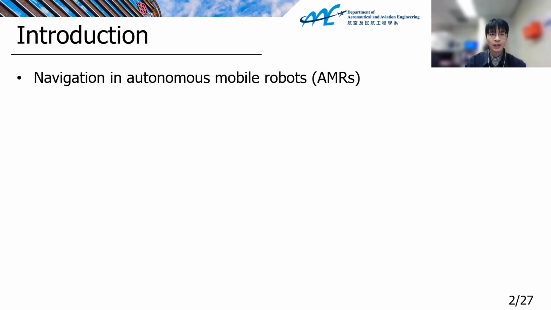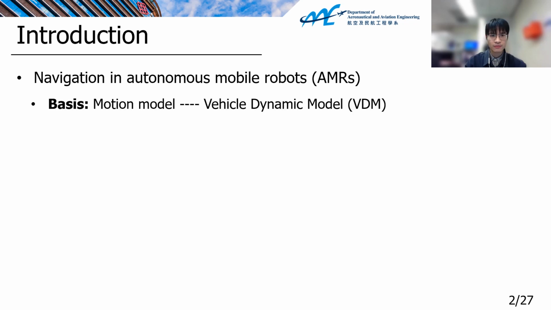As we know, navigation is important in various applications. In autonomous mobile robots, such as autonomous vehicles and underwater robots, the importance of navigation is overwhelming. In these navigation architectures, motion model is the basis, which tells the robot the basic rule of movement, and the vehicle dynamic model is a kind of well-adopted motion model.